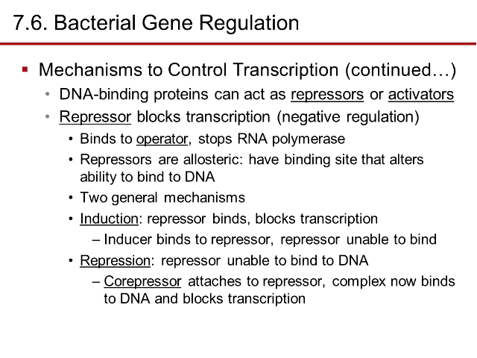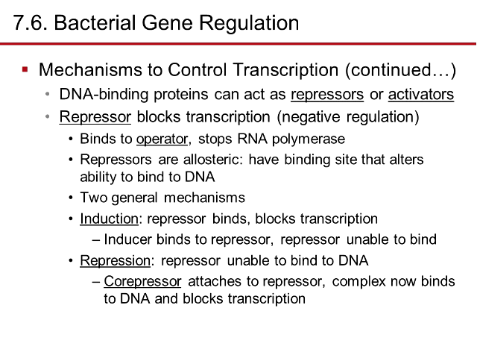Now, for the mechanisms to control transcription, DNA binding proteins can act as repressors or activators. Repressors block the transcription, giving you a negative regulation. The repressor binds to the operator and stops the RNA polymerase. Repressors are allosteric. That means they have binding sites that alter the ability to bind to the DNA.